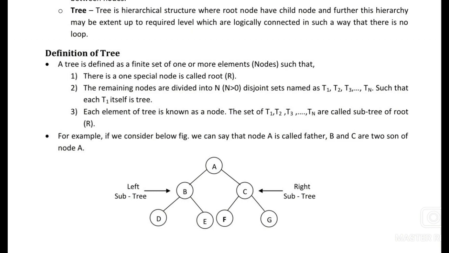So tree is defined as a finite set of one or more elements, nodes, such that there is one special node called a root node. So first of all, here A is the root node.